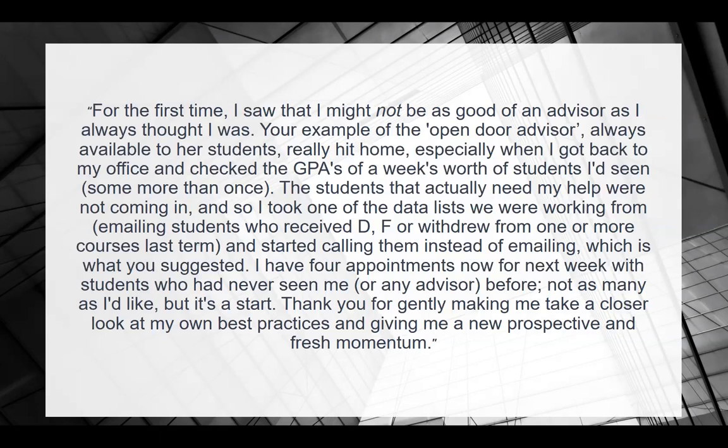And so I took one of the data lists that we were working from, emailing students who received D's, F's, or withdrew for one or more courses last term, and started calling them instead of emailing them, which is what you suggested." And I do suggest that. For vulnerable students, I don't suggest the email, I suggest the phone call.